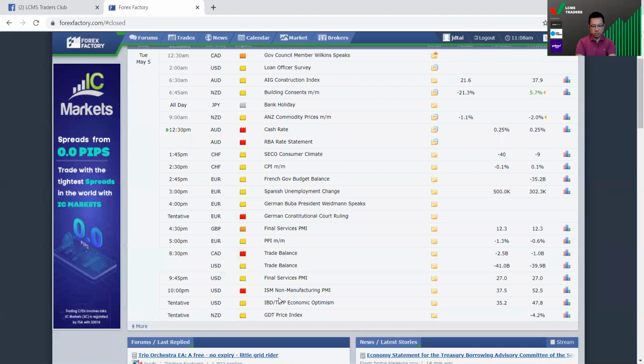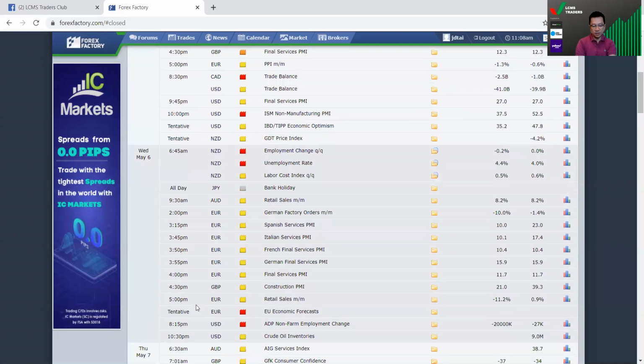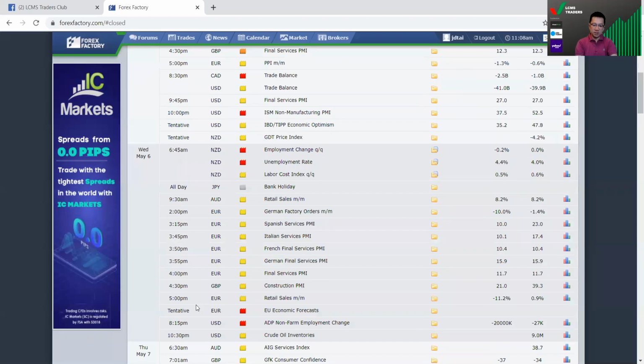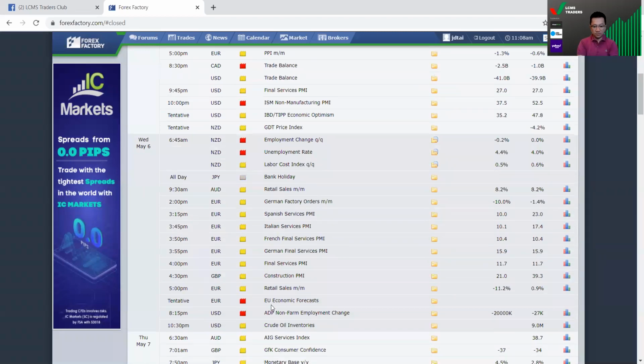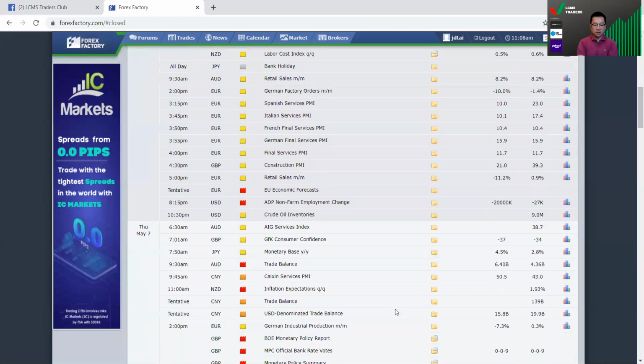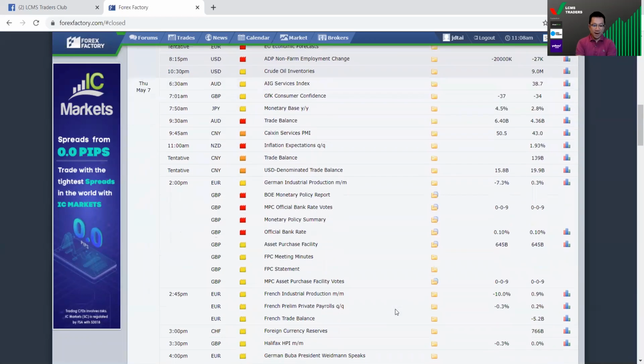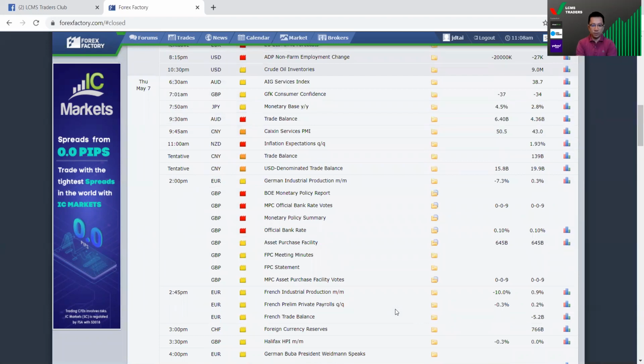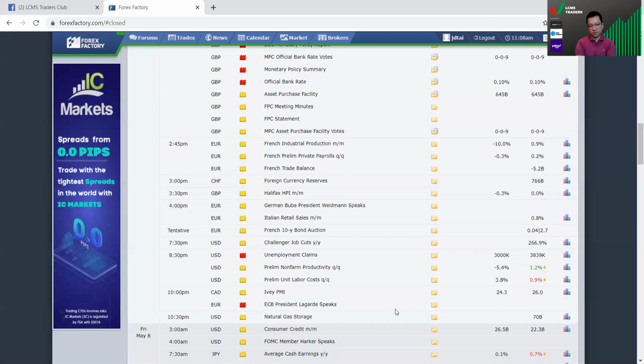CAD, nothing much. US manufacturing PMI, it's going to be terrible news. Wednesday, we have New Zealand. I spoke about that yesterday. On Wednesday, we have the EU economic forecast. That's probably not going to impact the euro too much, I think, because it's going to be a very broad overview. So no matter what they say, we're going to see some volatility, but still no real clear direction from the euro. Pound will be interesting. We'll talk about that tomorrow, about the pound on Thursday's news.